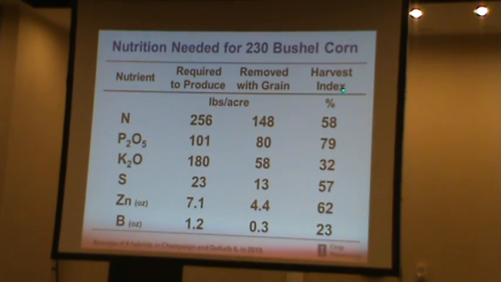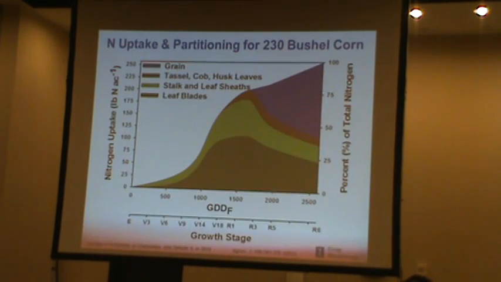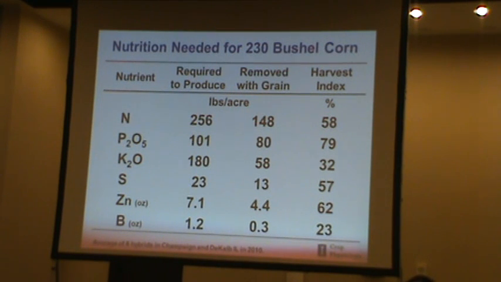And then I've shown you the harvest index here. The harvest index is, of the total amount that the crop sucks up, what percentage is removed with the grain? Now, I get excited about a nutrient as a limiting factor for high corn yields if one of two things happens. Either the crop needs a lot of it, like nitrogen or potassium, or more importantly, the grain needs a lot of it.